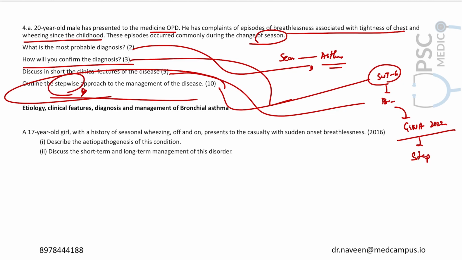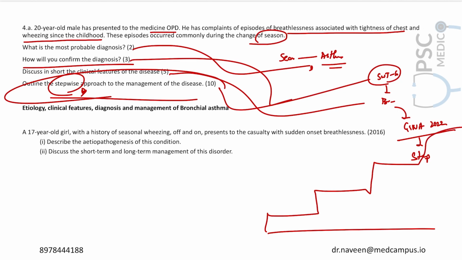Stepwise, very important. Don't give a basic point-wise discussion. Step 1, step 2, step 3. You know the tiers, right, which are there in our books. Okay, you have to mention it step-wise. Different tiers are also there. If you mention your older text, it's okay. But now GINA 2022 has changed. GINA 2022 guidelines are different.